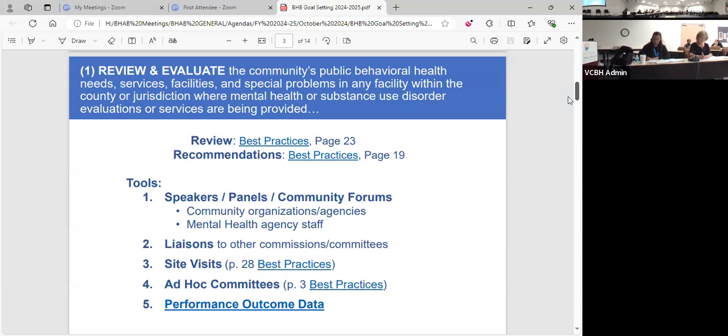Let's go to number 2, liaisons to commissions and committees. So I encourage you, if you've identified priority areas that intersect with other commissions in this county, to have one of your members regularly attend their meetings. Share, if you've made recommendations around an item, share your board's recommendations, but also bring back information from those committees. Number 3 is site visits, and we have suggested site visit observation form and procedures in our best practices document.